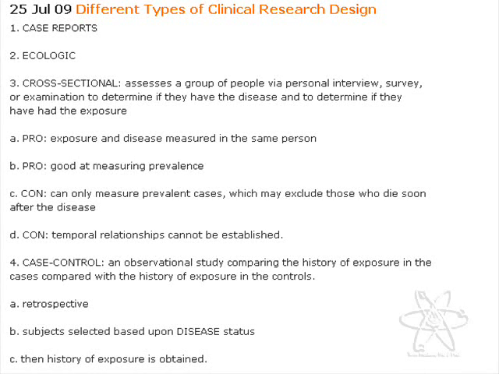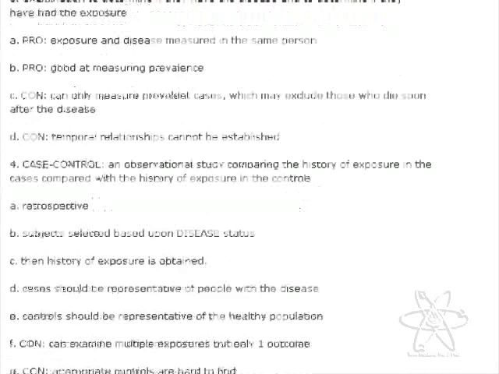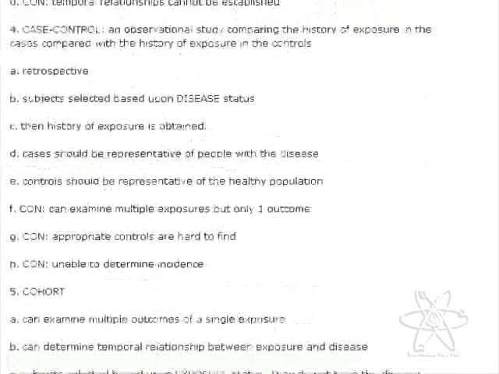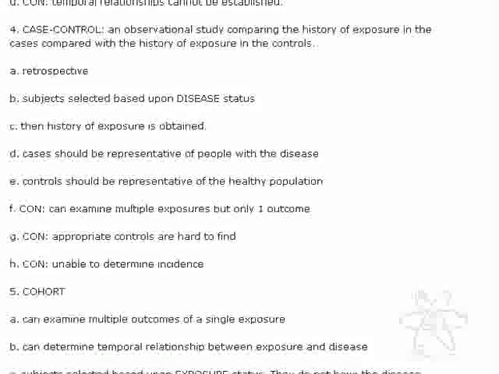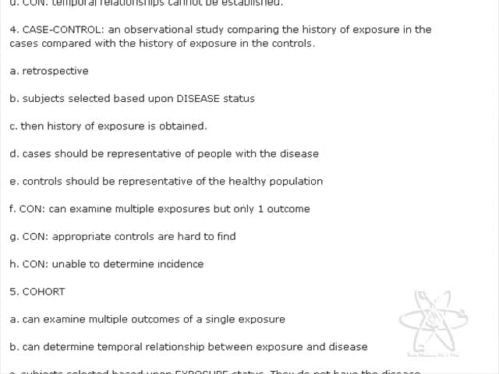Number four, case control, an observational study comparing the history of exposure in cases compared with the history of exposure in the controls. This is a retrospective type of research design. Subjects are selected based upon disease status. Then their history is obtained, and we look for the cause of the disease. The controls should be representative of the healthy population.